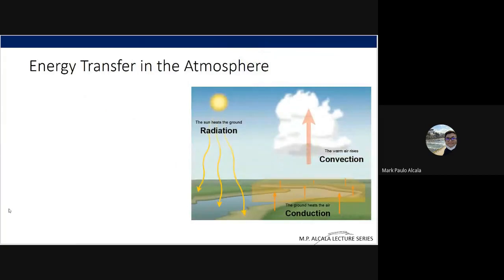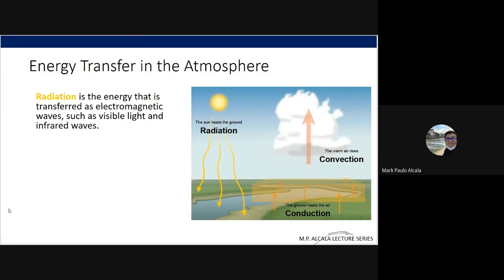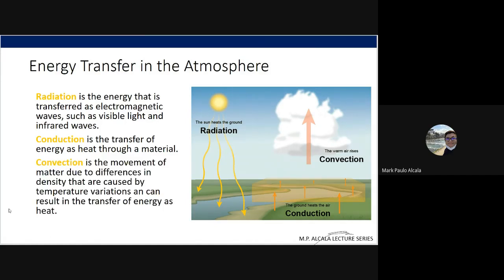Now, let's talk about the energy transfer in the atmosphere. These are the three processes that you should remember. Radiation: the energy from the sun that is transferred as electromagnetic waves such as visible light and infrared waves. Conduction: the transfer of heat through a material. And finally, convection: the movement of matter due to differences in density that are caused by temperature variations. So, the concept of warm air rises, class.